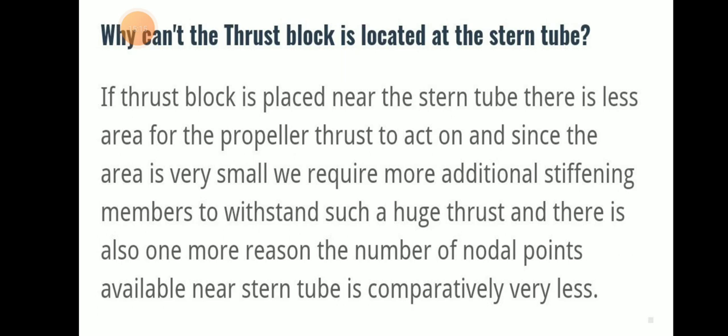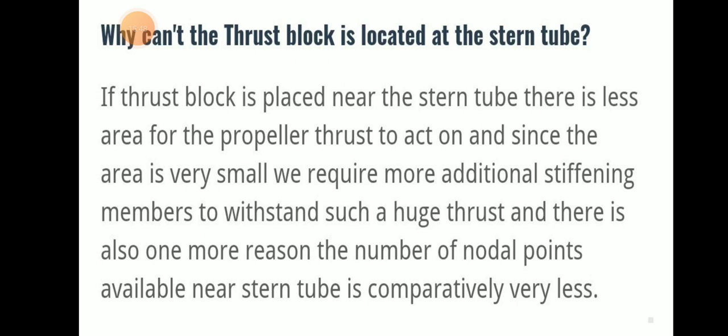Then why can't the thrust block be located at the stern tube? That's also a question we all have doubts about. If the thrust block is placed near the stern tube, then there is less area for the propeller thrust to act on. We need some area, pressure and force to generate. Since the area is small, we require more additional stiffening members to withstand such huge thrust.